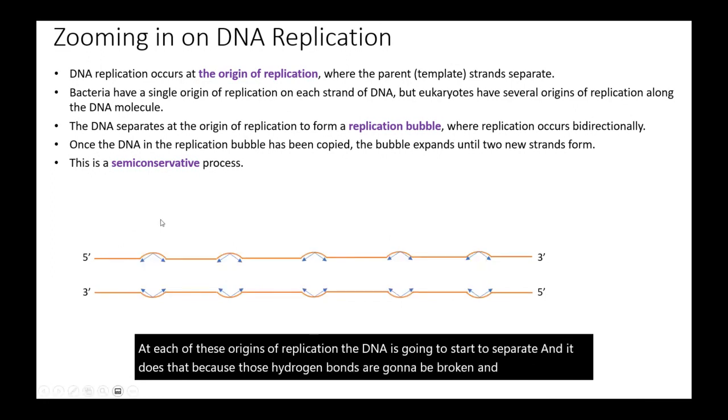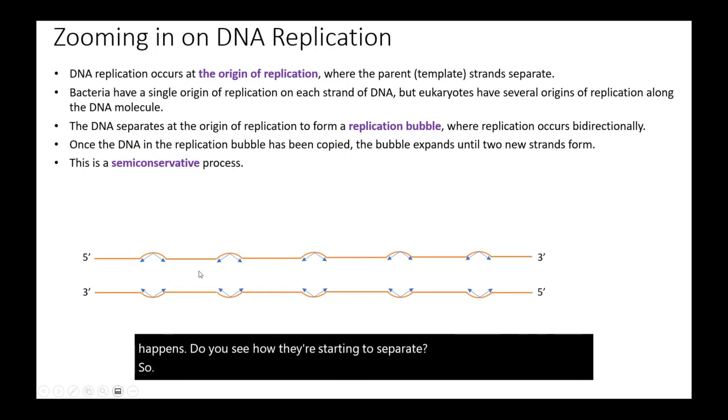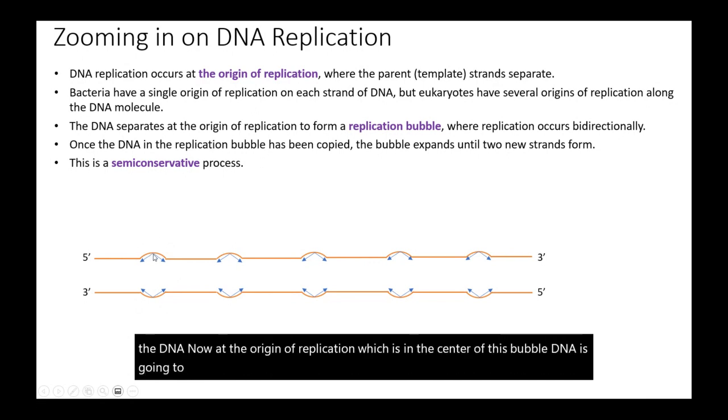And so here's what happens. Do you see how they're starting to separate? With this, we call these separated regions a replication bubble, right? Because it looks like a bubble in the DNA. Now, at the origin of replication, which is in the center of this bubble, replication is going to occur bidirectionally, as you can see by these arrows.